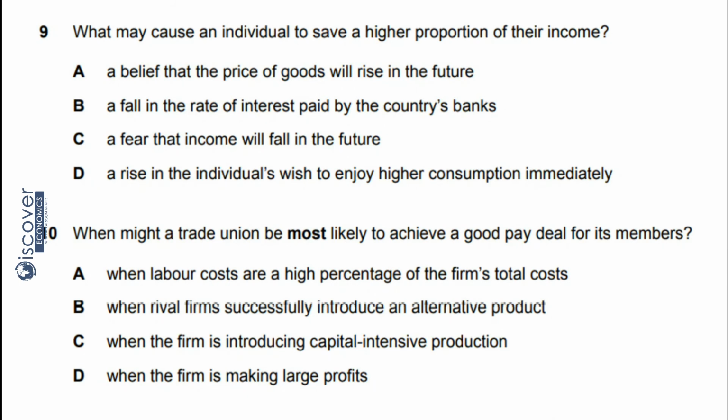Now B. When rival firms successfully introduce an alternative product. Now see, rival firm is introducing a new product, so this has nothing to do with firm A. Fine, so this is also not the answer. C. When the firm is introducing capital intensive production. Now when a company is going to adopt capital intensive technology, it means they are hiring more machinery rather than hiring more labor. So when they are going to hire more machinery, it means they are going to replace human beings with the machinery. So at this point of time, how could you ask the company to increase your wages? So this is also not going to be the answer.